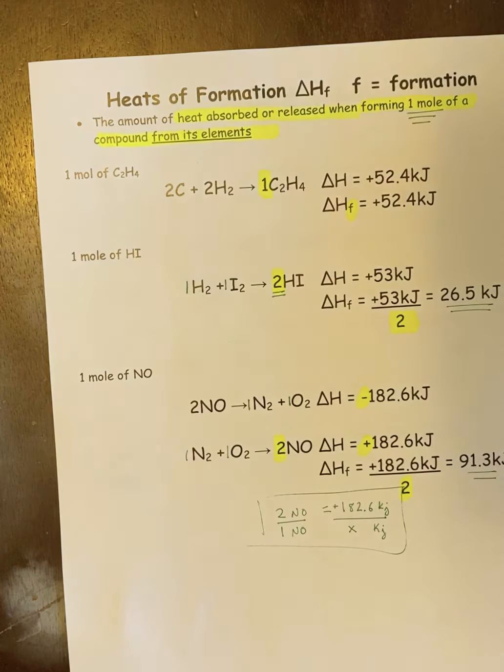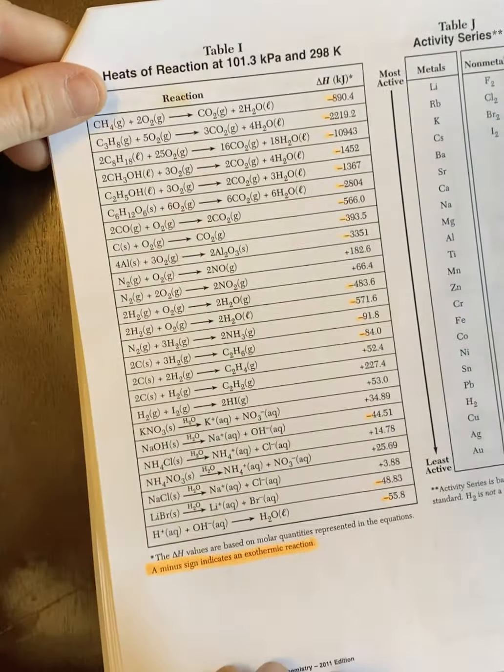Last but not least, table I. So here's what table I looks like. The most important part of table I. It's a bunch of chemical reactions, and it gives you your delta H's here, and they have negative and positive signs. Let's say you didn't remember which ones were which. This you really should highlight in your reference table. It says it right here.